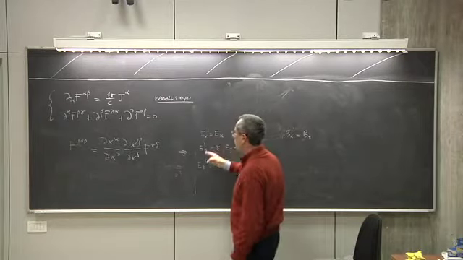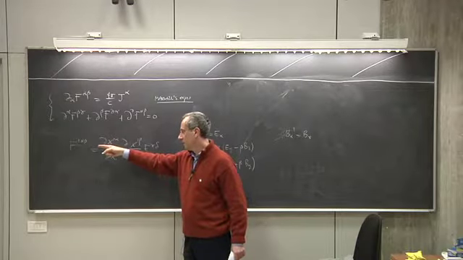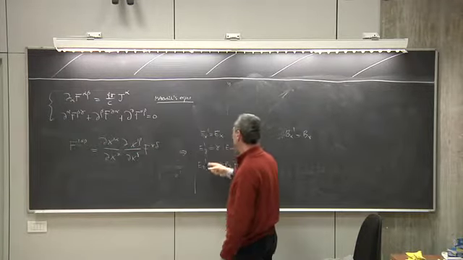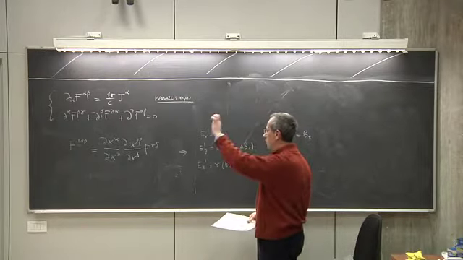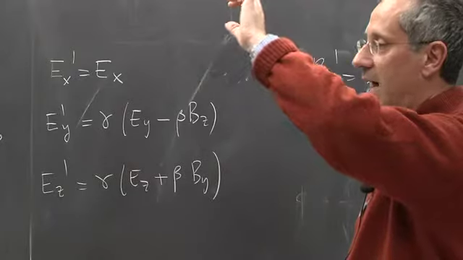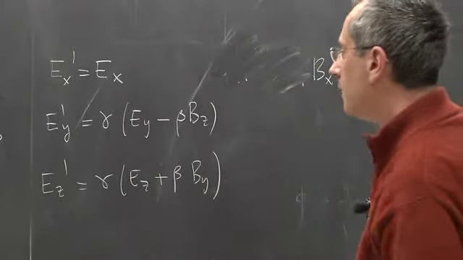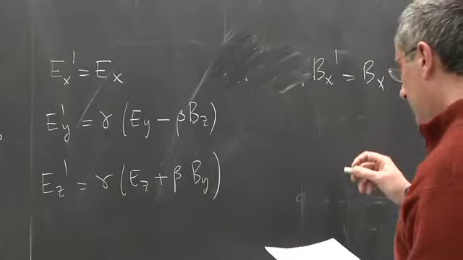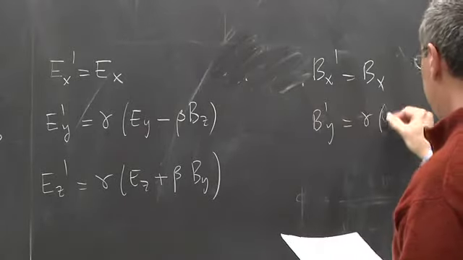So this is the way the components of the electromagnetic field tensor transform. Those are the electric components. Remember, those are the components of the 0, i row and column. And the B components, the other three independent components, similarly transform in this way.